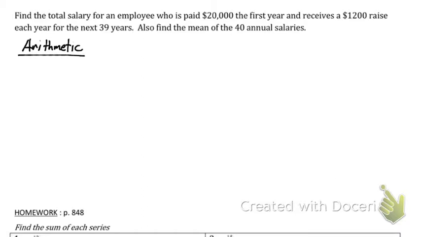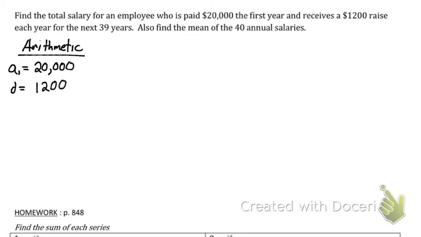It's an arithmetic sequence whose first term equals 20,000. I'm also going to note that my common difference is 1,200.